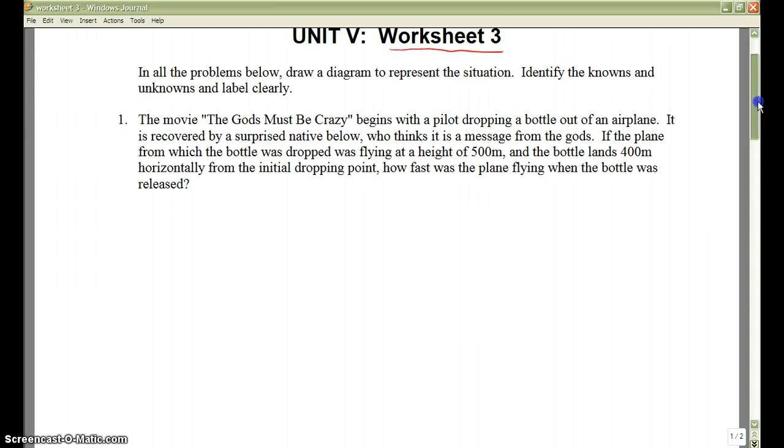If we read our problem, it tells us that a pilot is dropping a bottle out of an airplane. And remember, it's a moving airplane. It's recovered by a surprised native who thinks it's a message from the gods. If the plane from which the bottle was dropped was flying at a height of 500 meters and the bottle lands 400 meters horizontally, we want to know, our goal, how fast was our plane moving?